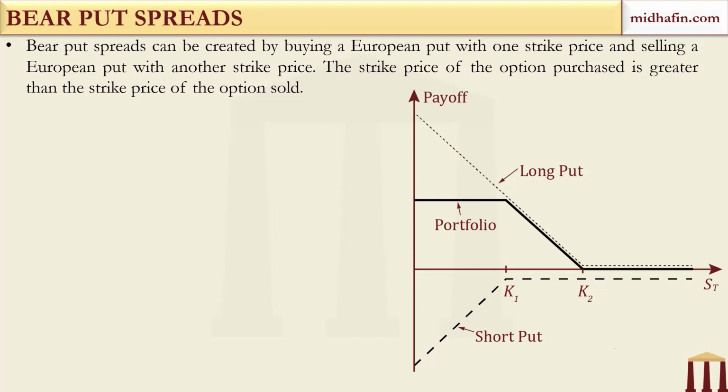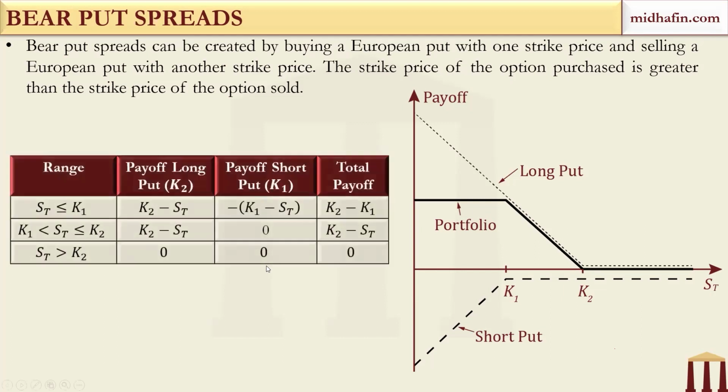But if it goes above K2, then your losses are also restricted because you're buying a put option at a higher strike price. You pay a higher cost, of course, and you're selling also at a lower strike price. That means you're receiving some amount of money also. Okay. So there is cost reduction, but it comes at a cost of reducing profits also. There is loss reduction at the cost of profit.